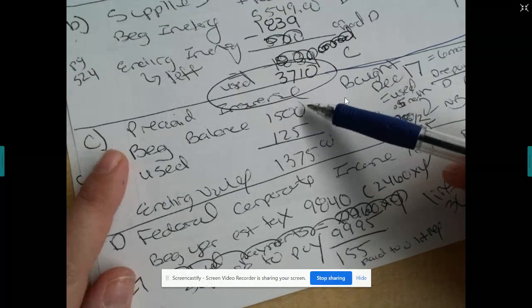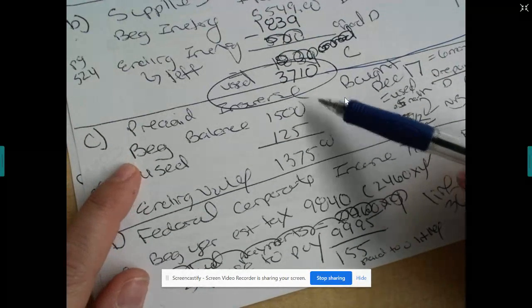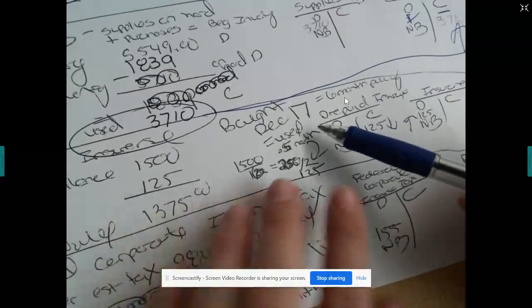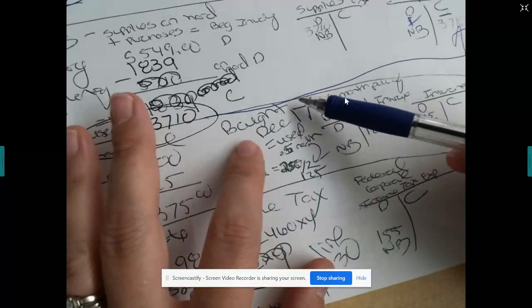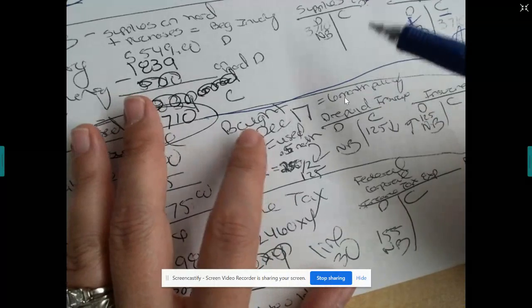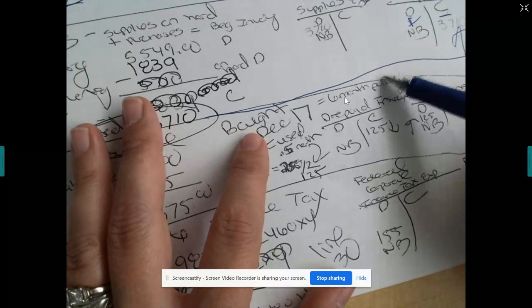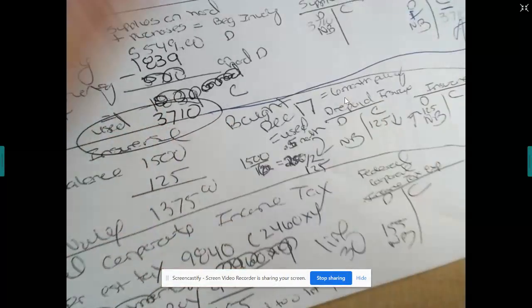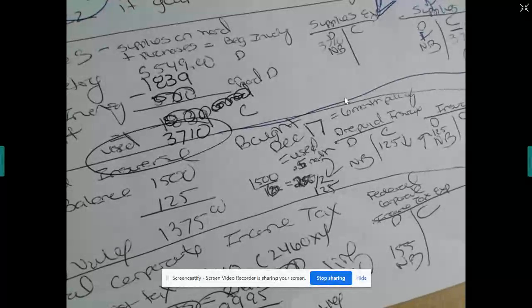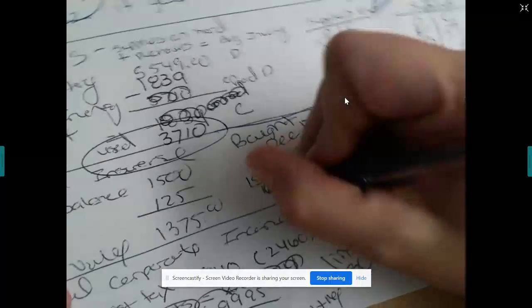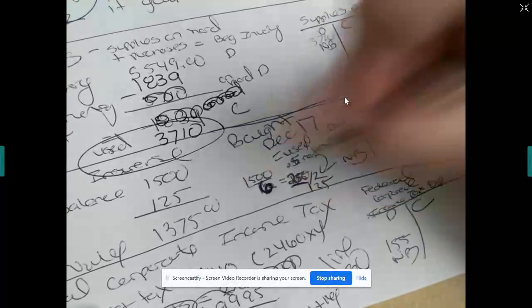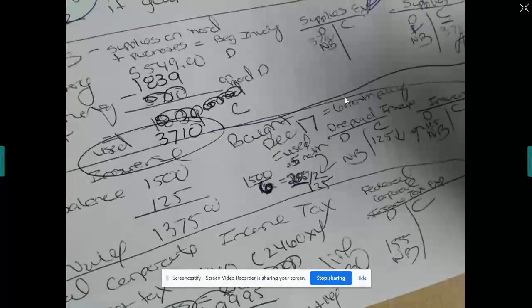We have our prepaid insurance. We have the beginning balance of the insurance policy, how much we have used, and the difference is the ending value, what we have left for the next year. This was the one that required us to do some math. If we bought it December 17th and it's a 6-month policy, we take the policy, which was $1,500, and divide by 6 because it is a 6-month policy. That is a number 6 here if you can't read it on your paper. So per month, the policy costs us $250.